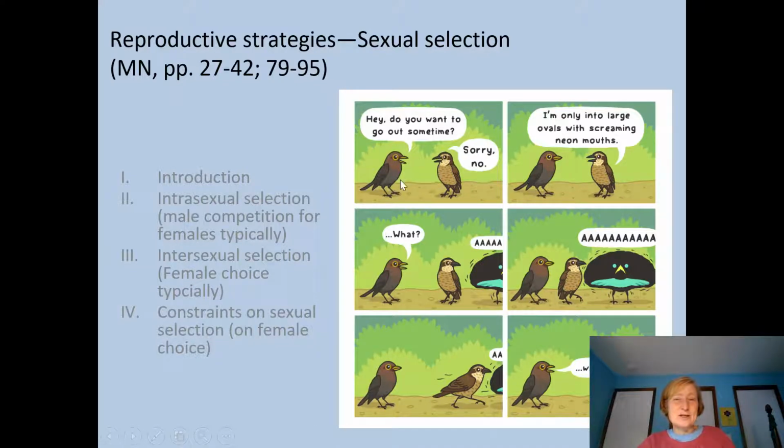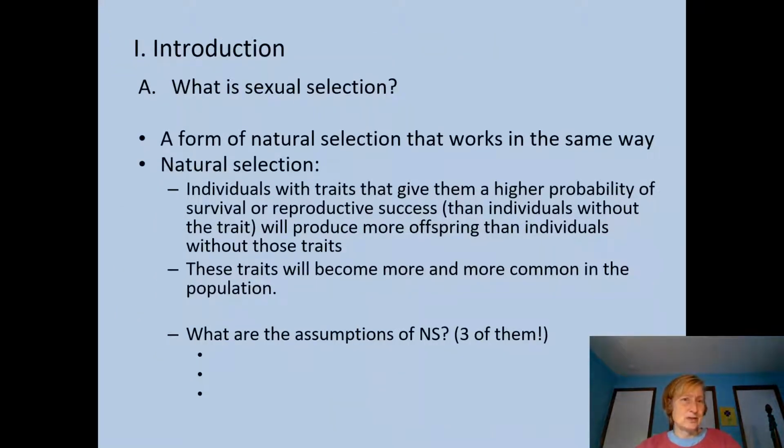So this little bird's like, hey, you want to go out? No, I'm only into ovals with screaming neon mouths. There are some birds that put on such elaborately weird displays where they've got a ring of feathers above their head, and they open up those feathers and you get this big iridescent blue circle around their mouths. They're crazy. So we're going to take a look at what sexual selection is.